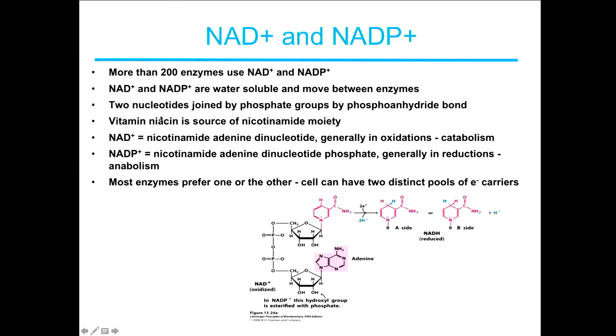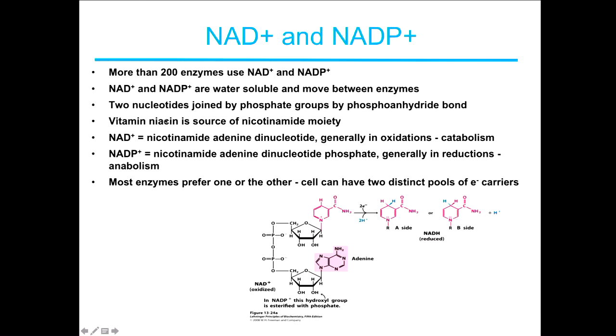And I wanted to add, this is called a phosphoanhydride bond, kind of like what we see in ATP. And vitamin niacin is a source of the nicotinamide moiety. That means that we're not very good at making this kind of molecule right here, this nicotinamide ring. We're not very good at making it, but other species can, so we make use of that, and we eat it.